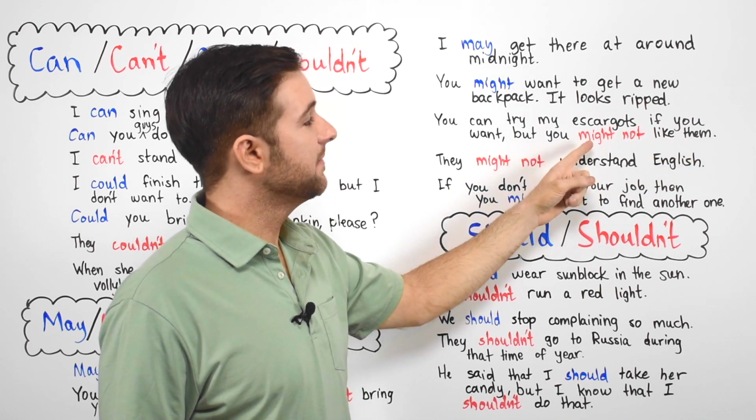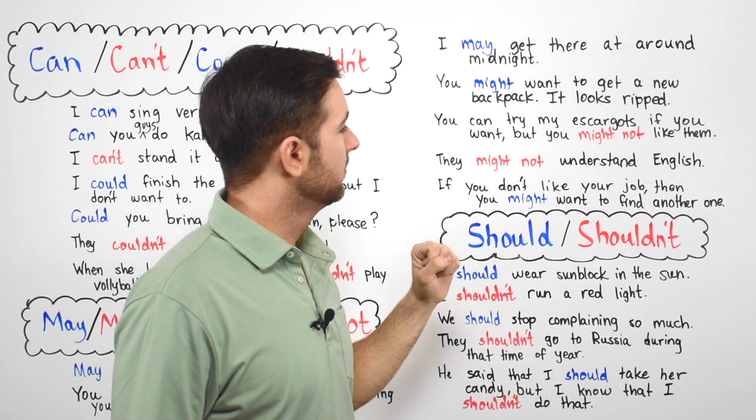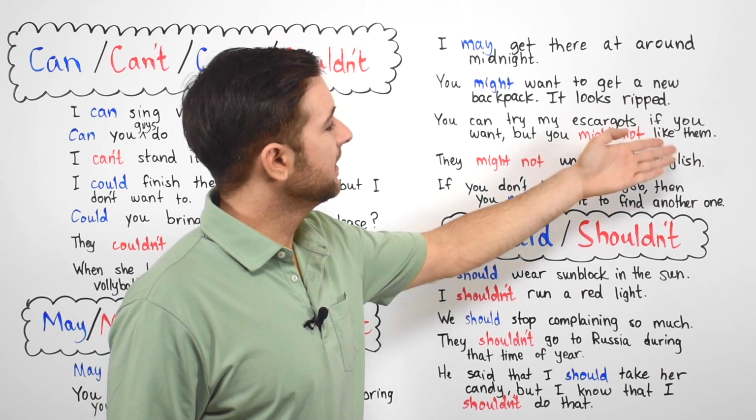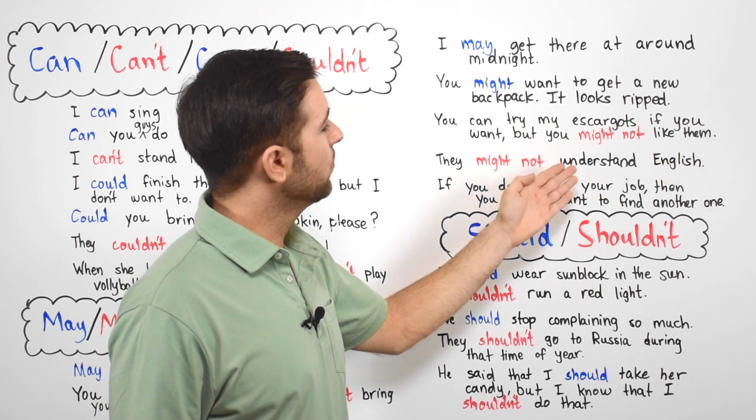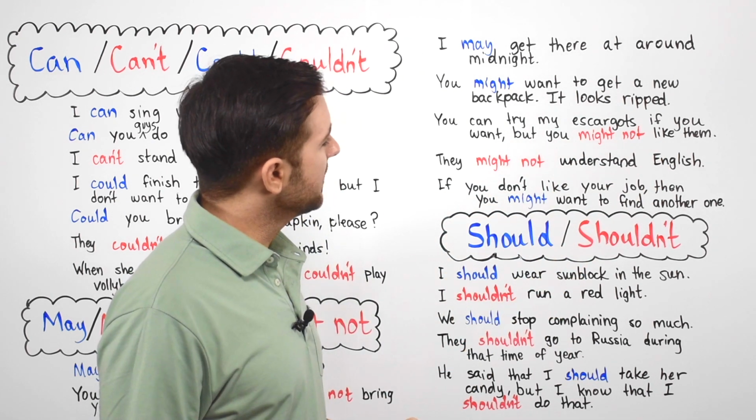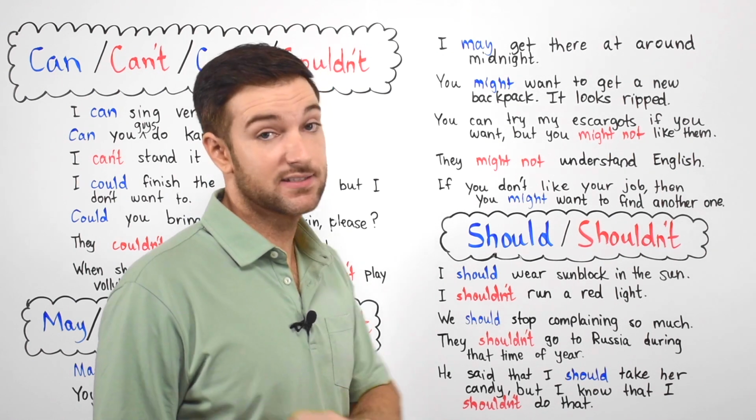Okay, you can also say may not like them. You can try my escargots if you want, but you might not like them. You can try my escargots if you want, but you may not like them. Both sound good. You can try my escargots if you want, but you cannot like them. That does not sound good.